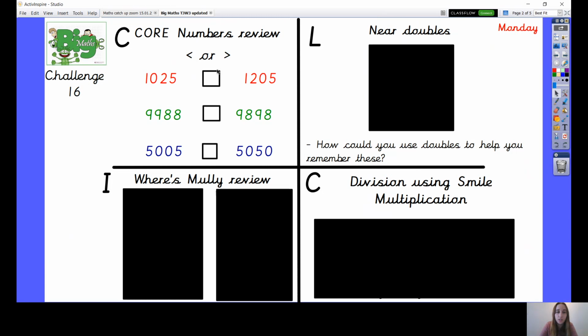For each set, I'd like you to use your symbols here to say which one is greater than or less than the other one. So you'll need to copy out the numbers and then choose which symbol you're going to put in between each one. So you could say 1025 is less than 1205, or you could say 1025 is more than 1205. Pause the video there, copy out those numbers and choose the symbols you're putting in between.